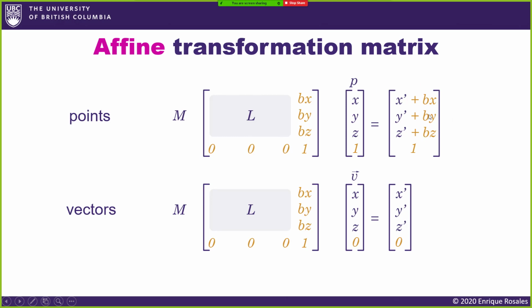Basically we are adding translation, and we also can use it in the case of vectors, and vectors, because they have 0 on the w value, will basically remove the translation, right? So that is what we said last time.